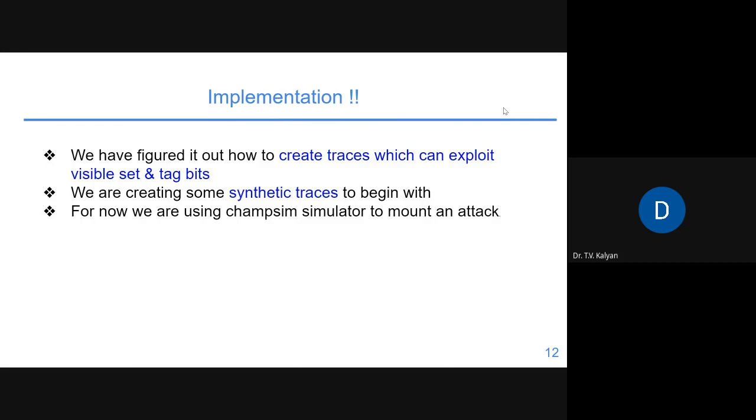Okay. So as of now, we're trying to create the synthetic trace. That's the primary approach. And there are some hurdles here, because the trace in ChamSim is not just addresses. There will be branch prediction, whether the branch is taken or not. So we have to look into those minor issues also. No, but with Pin, I think it should be okay.